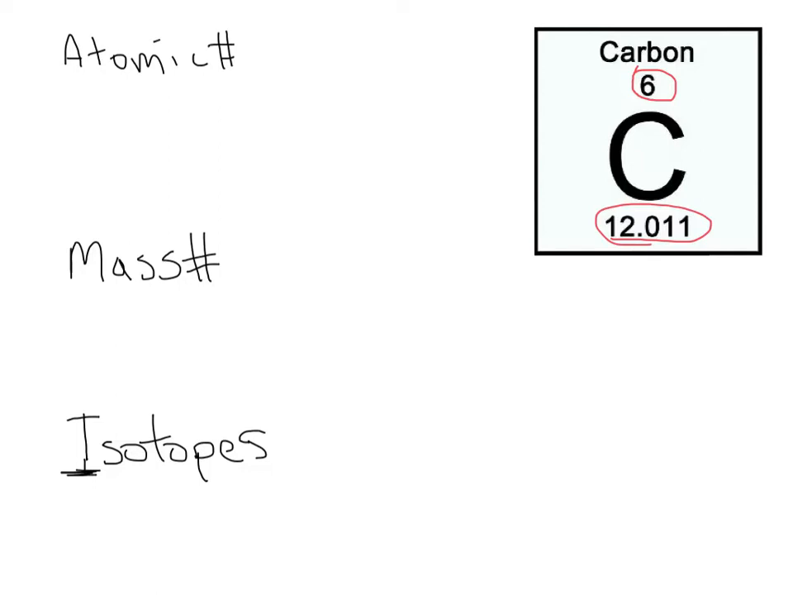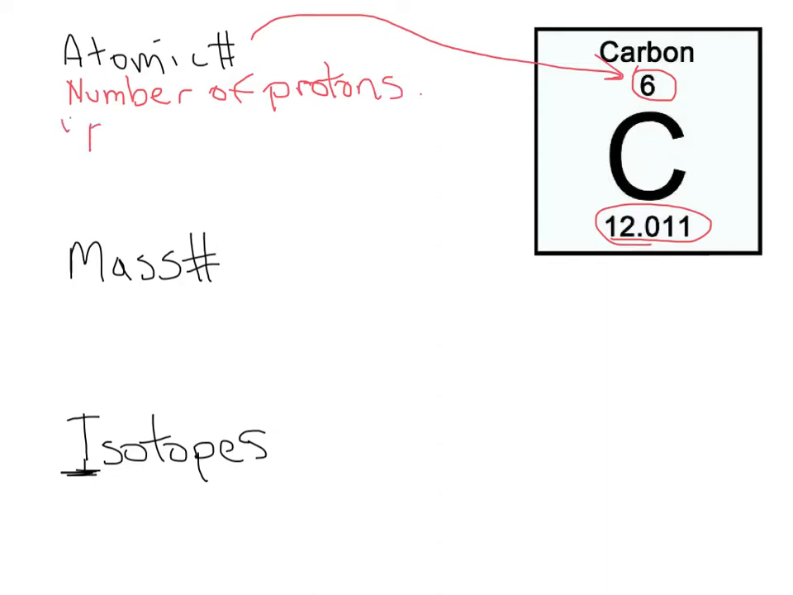So the first thing we're going to talk about is the atomic number. The atomic number is the number on the top there, above the C. You will find that number in different locations on different periodic tables. Just know the atomic number is always a whole number, and that it always tells you how many protons are in that particular element. So if we look at carbon, you can see that carbon has the atomic number of 6, so therefore we know it has 6 protons.